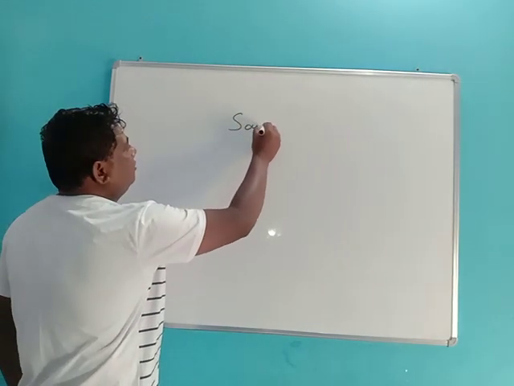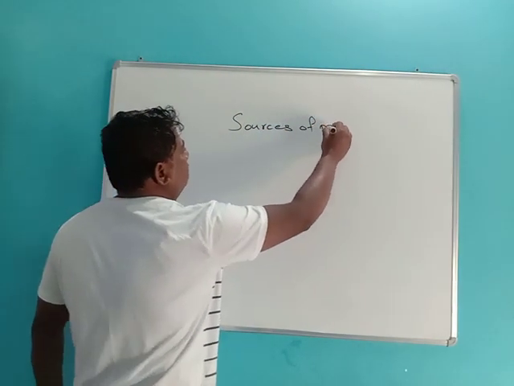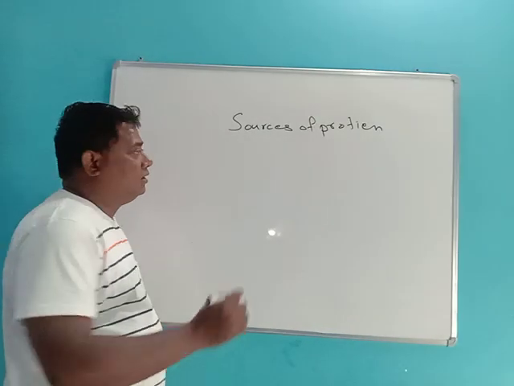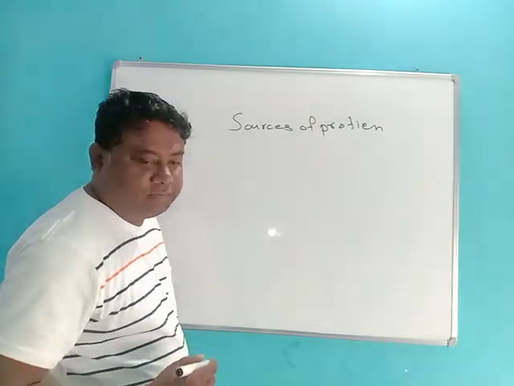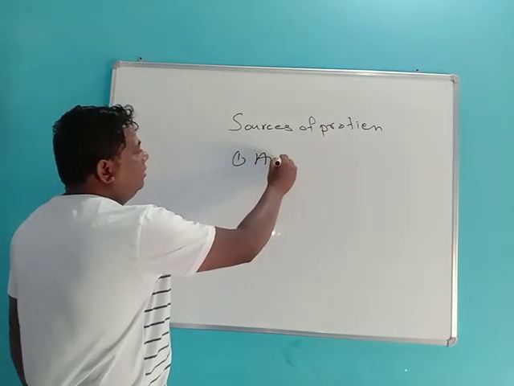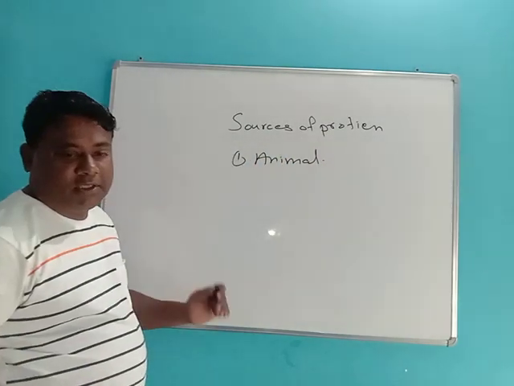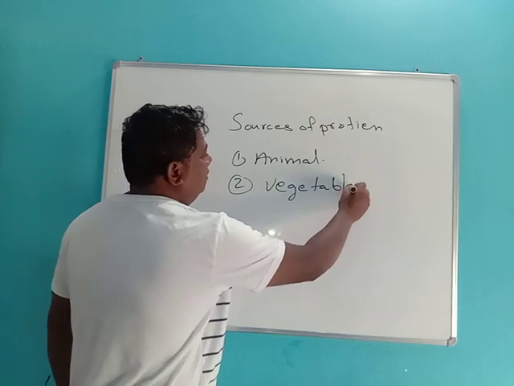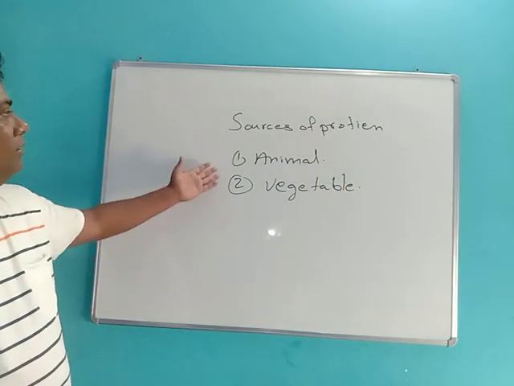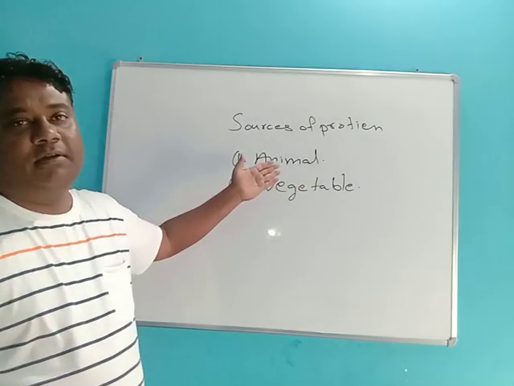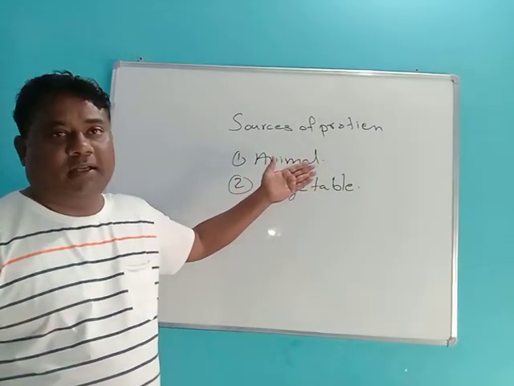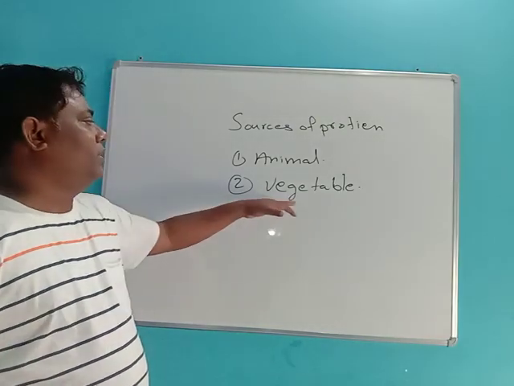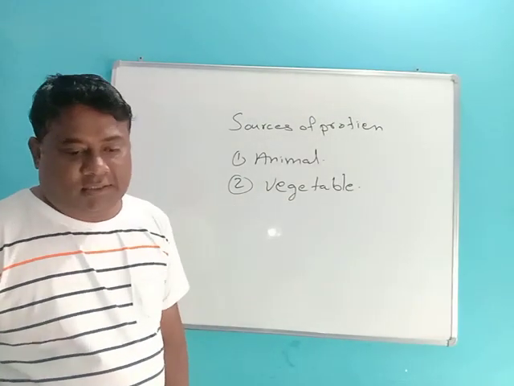Sources of protein are divided into two categories: animal protein and second, vegetable proteins. Protein we mainly get from animals, the flesh of animals, or we use various kinds of animal meat as a source of protein. Vegetables we use in our daily diet.